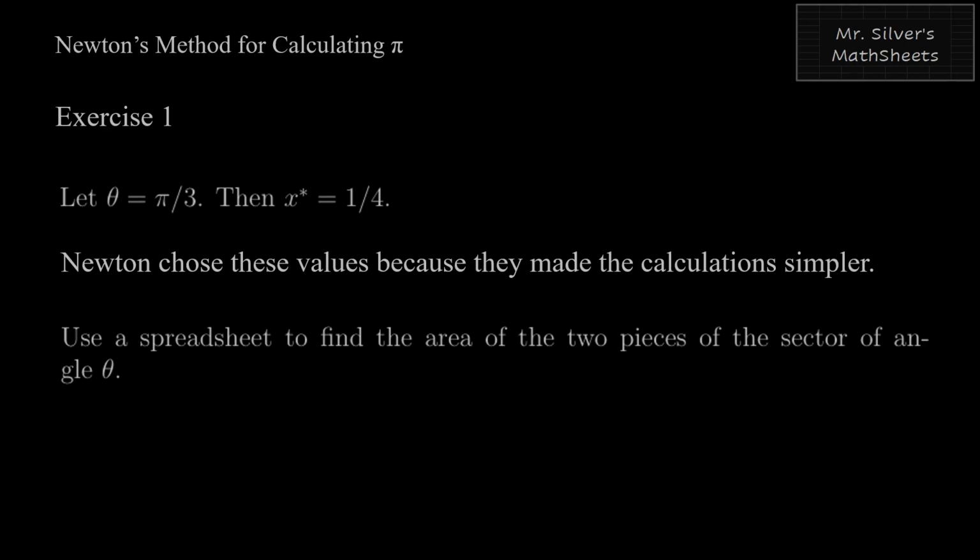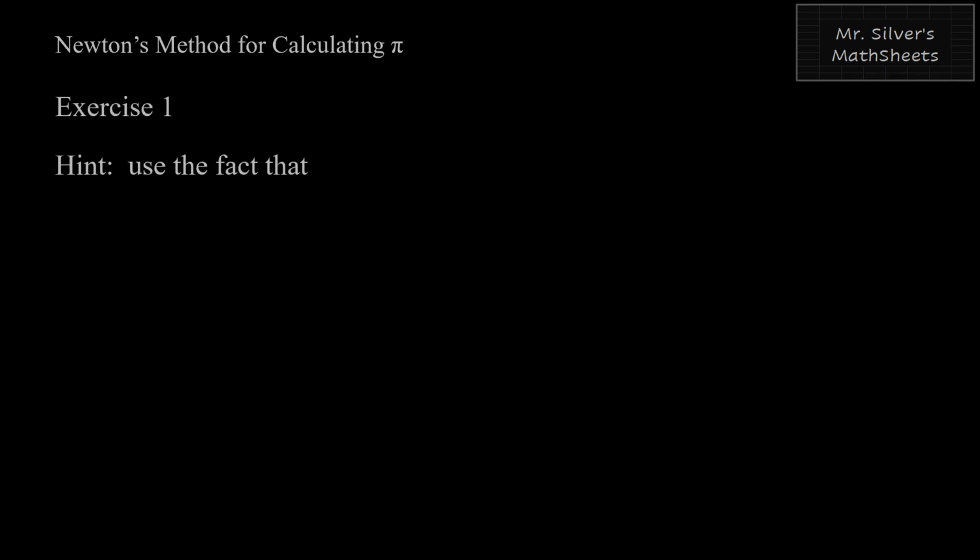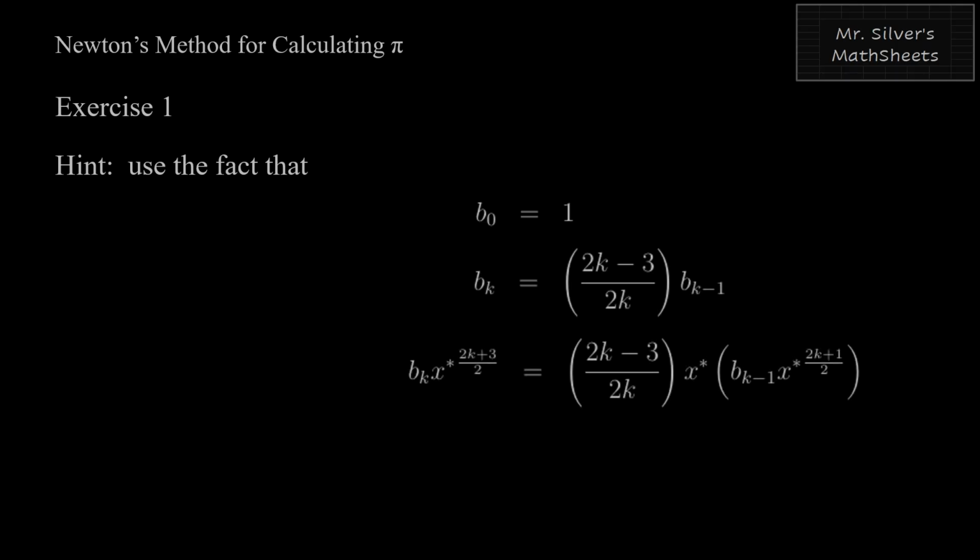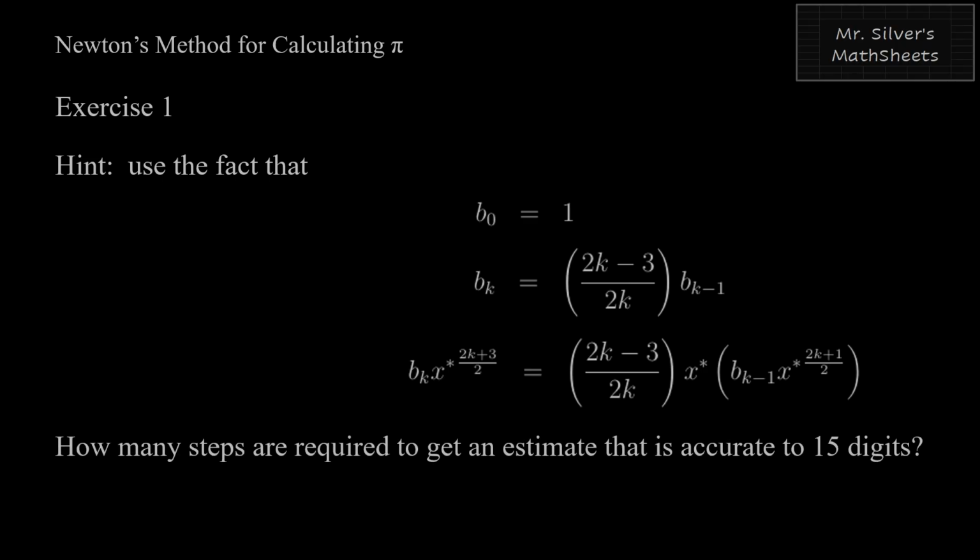Use a spreadsheet to find the area of the two pieces of the sector. Hint: use the fact that b sub 0 is equal to 1, and b sub k is this ratio times the previous value. And this is the key: the b times x to the m term is the lagged value of the same term times x times this ratio. So how many steps are required to get an estimate that is accurate to 15 digits? That's the limit that Excel can give.